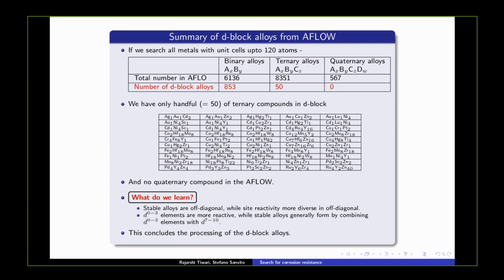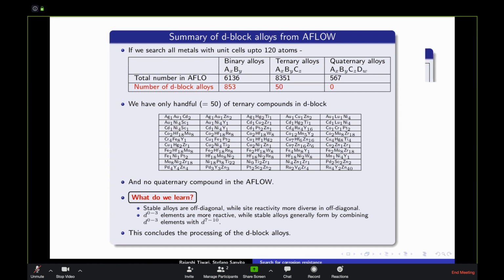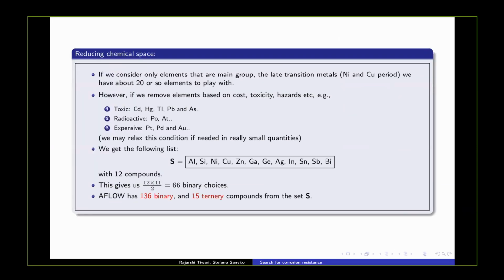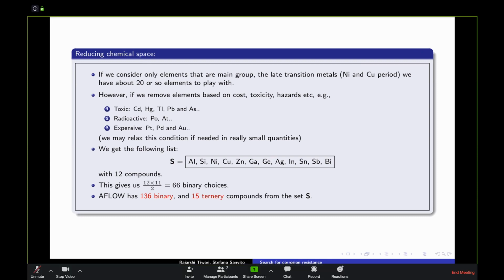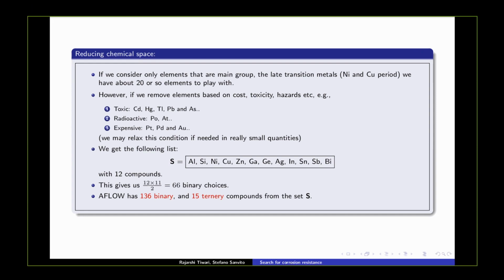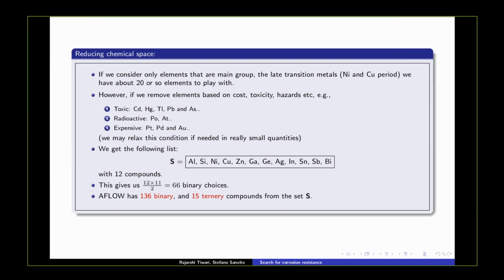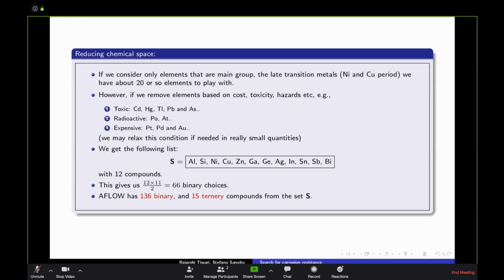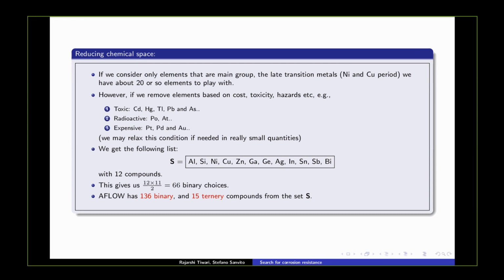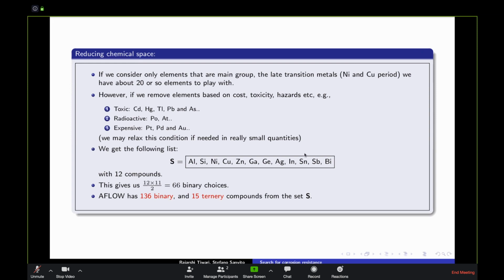With this, it concludes the processing of the D block alloys. The next thing we thought was to reduce the chemical space based on human intuition and on what we learned from this analysis. If we consider only elements in the main group or late transition elements, we get a much smaller number. On top of that, if we use human knowledge to remove things that are toxic, hazardous, or very expensive, we can filter further, and we get a tentative representative list of 12 compounds.